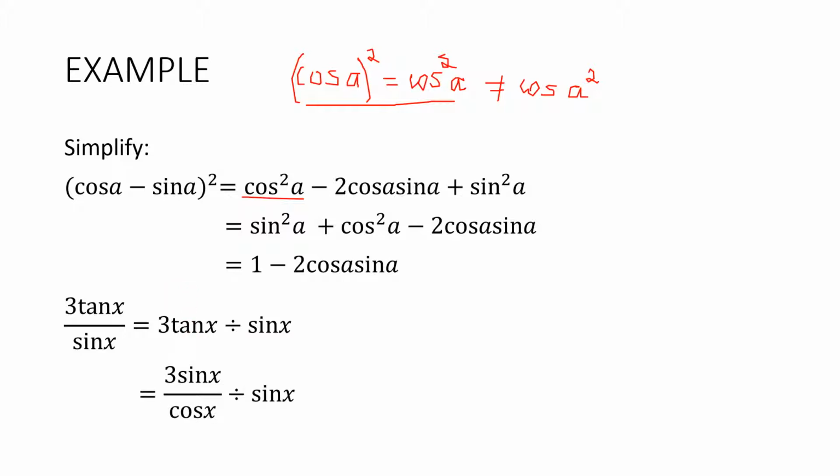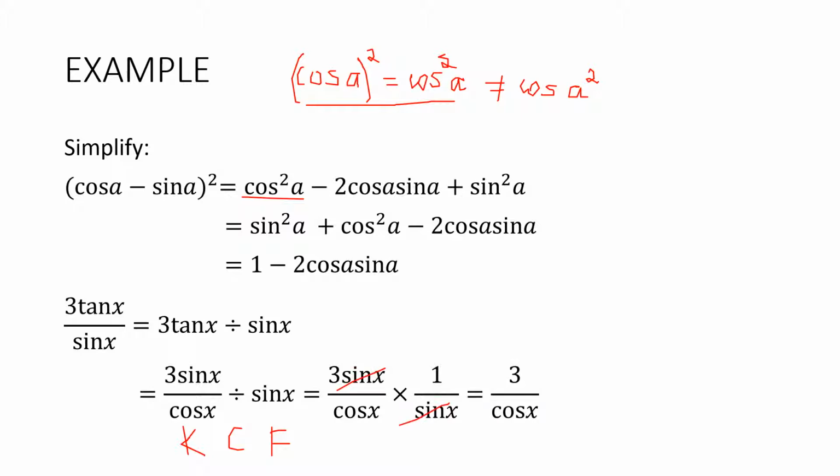And now we've got to do division with fractions. Do you remember how to do it? Keep, change, flip. So keep the first one, change the sign, flip the second one. All right, that's nice and easy. These will cancel out, and I'm going to be left with 3 on cos.